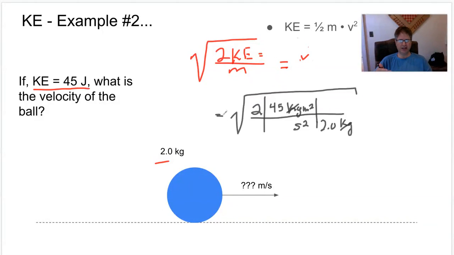So I'm going to come over to my calculator and plug this in. I'll give you a play-by-play. I'm taking 2 times 45, which gives me 90, divided by 2, which gives me 45. Now it isn't always going to work out like this, but because I did 2 KE and then I made the mass 2, this 2 and this 2 cancel out. It's not always going to be like that. It's just kind of dumb luck.